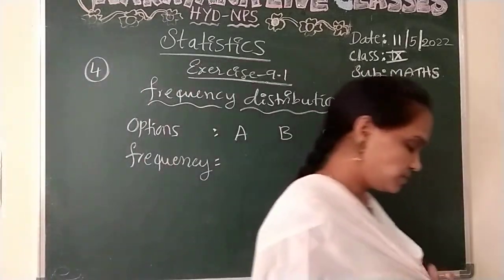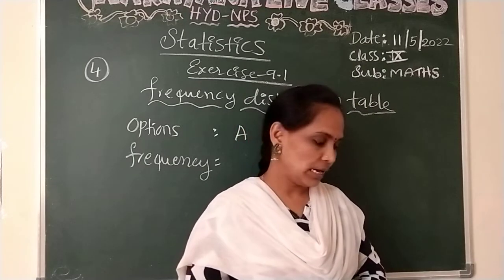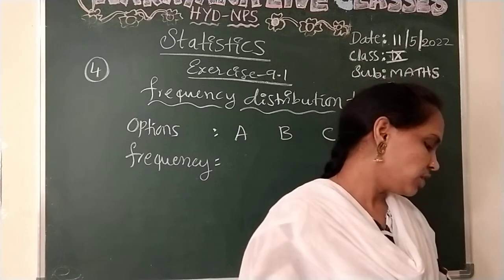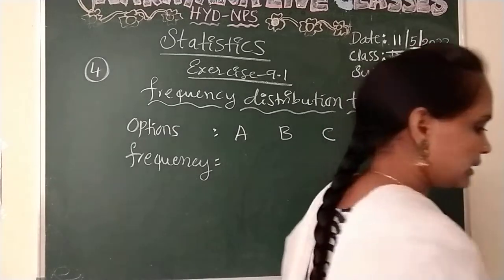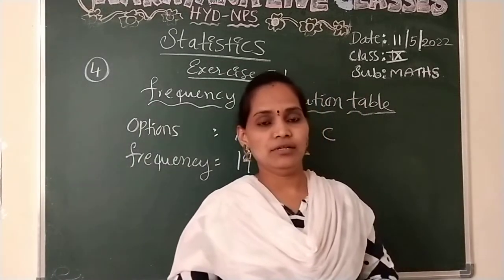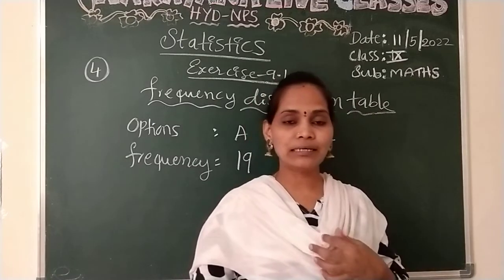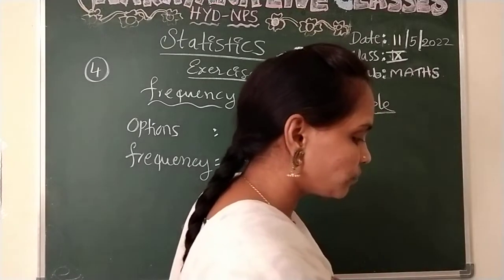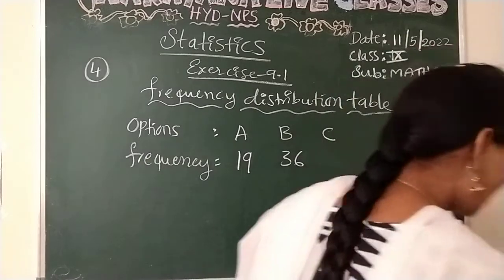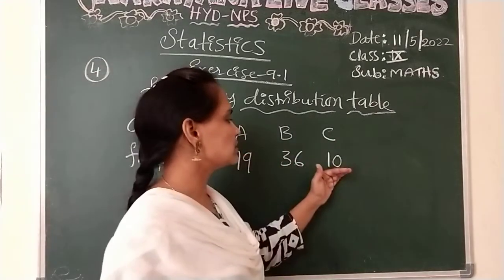Now in the options, how many times A is repeated, that we need to count in the given data and write. In a similar way, B and C also. Now, how many times is A repeated in this data? If you count, it will come 19 times. I counted before and wrote it in the textbook itself, so I am writing directly. If you count in your textbook, you can get 19. B will come in the given data 36 times, and C will come 10 times. So A is 19 times, B is 36 times, C is 10 times.